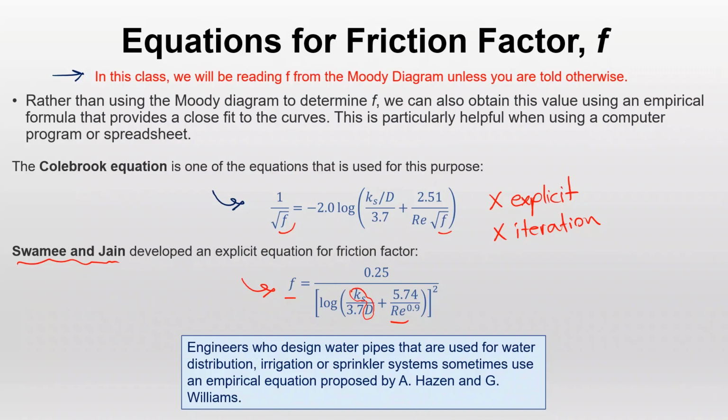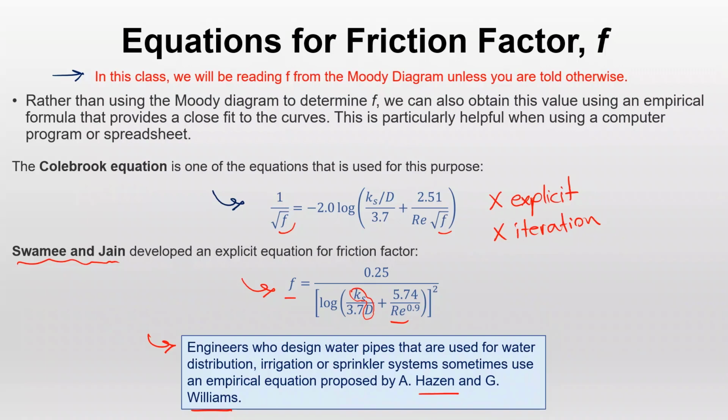If you take a look at other textbooks and scientific papers, you will see that there are multiple other equations that you can use to calculate F. I just introduced you to two of them. Another famous one that water resources engineers use to design pipelines and irrigation and sprinkler systems is an empirical equation called Hazen and Williams. Hazen and Williams is very common in water resources engineering as well.